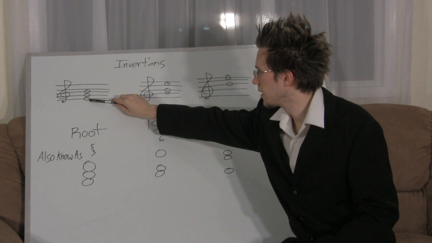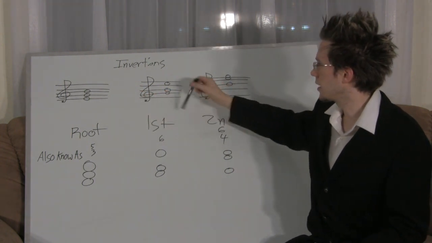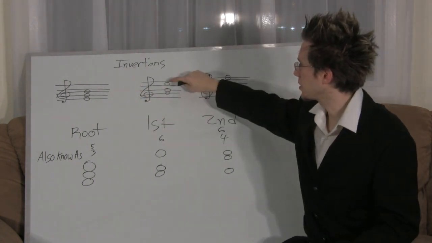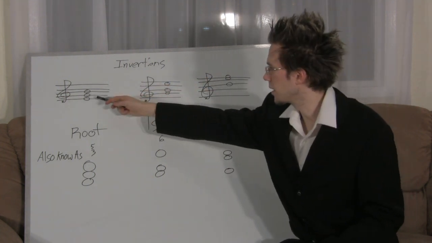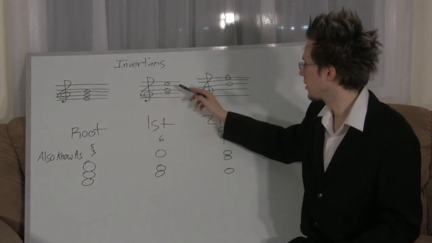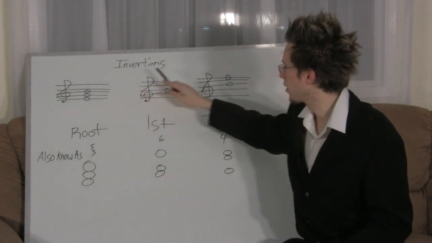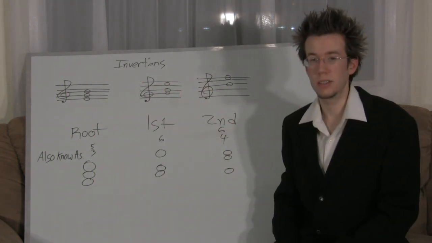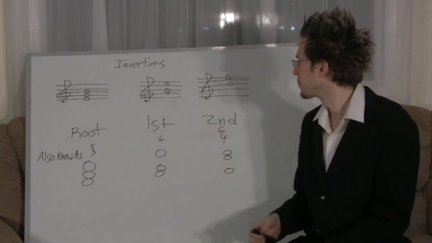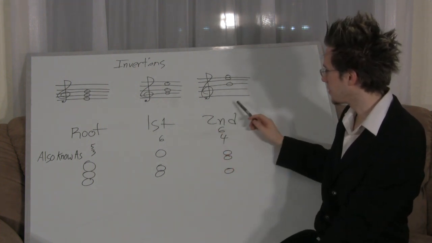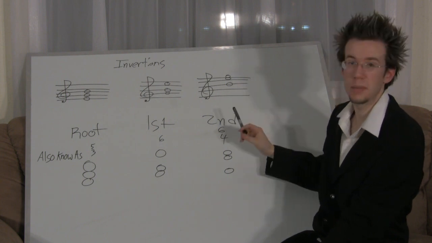So this is an E. So in the first inversion, I've taken this note here and I moved it up to here. And these two are the same. They're the same there and there, both ways. So the only difference between those is this E is now an octave higher. So you're still using the same 3 notes, but they're just in a different order. That's it.